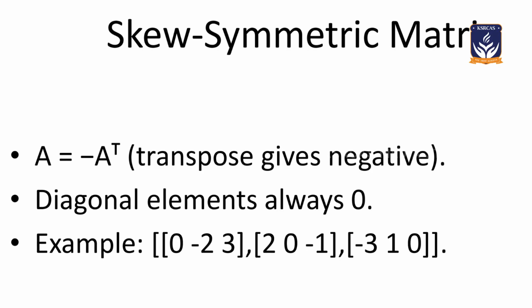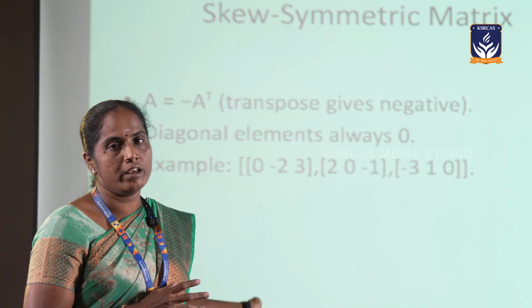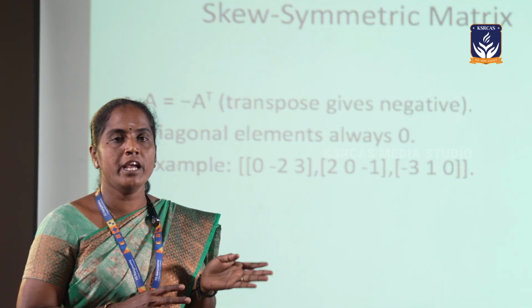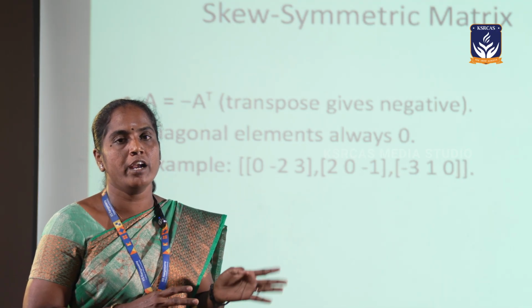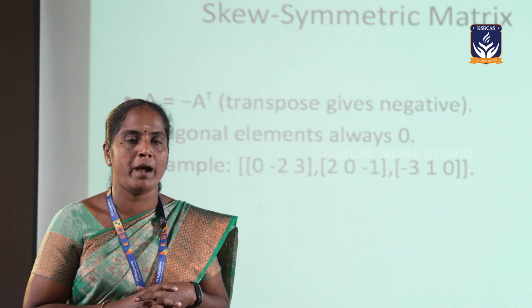For example, consider a matrix A where the element A12 is equal to A21, A31 is equal to A13, and similarly A23 is equal to A32. This type of matrix is called a skew symmetric matrix.